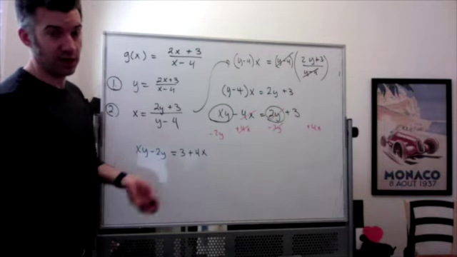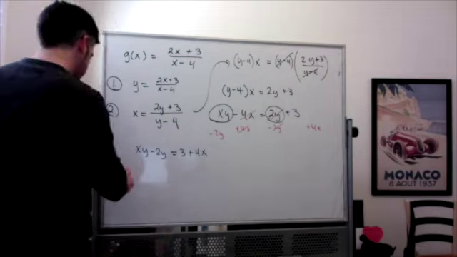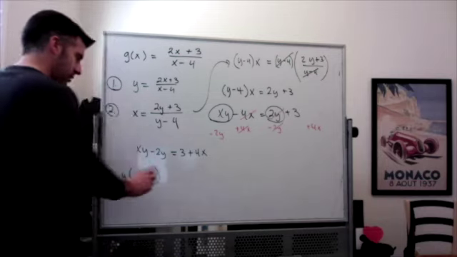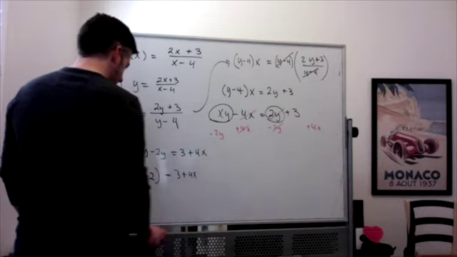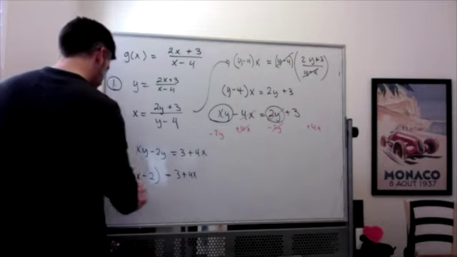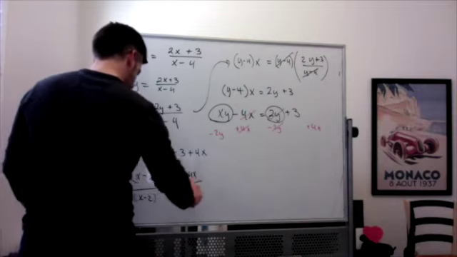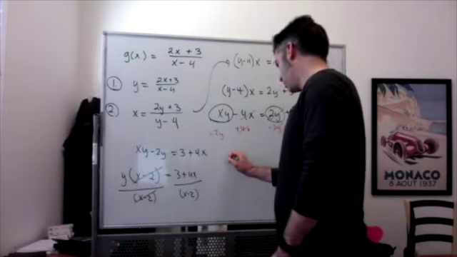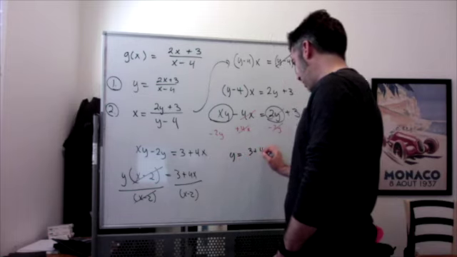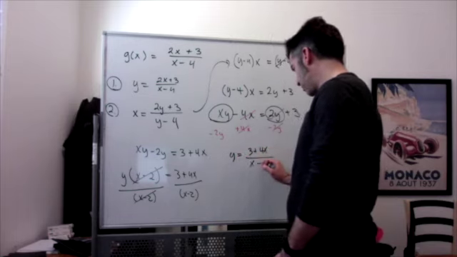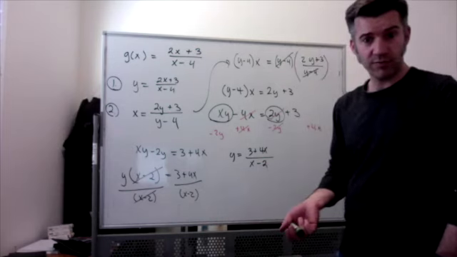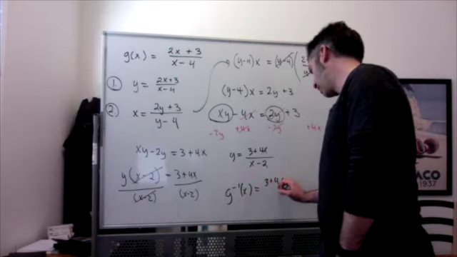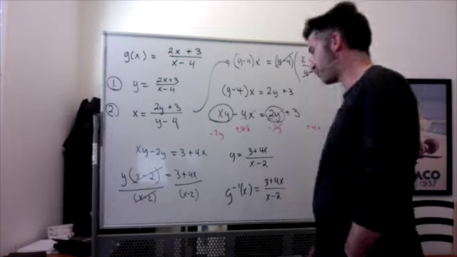That's the whole purpose of bringing all the things with y to one side, so we can factor out a y. So factor out a y, I'm left with an x here and a minus 2 here. Equals 3 plus 4x. And then finally, divide both sides by x minus 2. So I end up with y equal to 3 plus 4x over x minus 2. And that is my inverse function. So g inverse of x equals 3 plus 4x over x minus 2. Kind of cool.